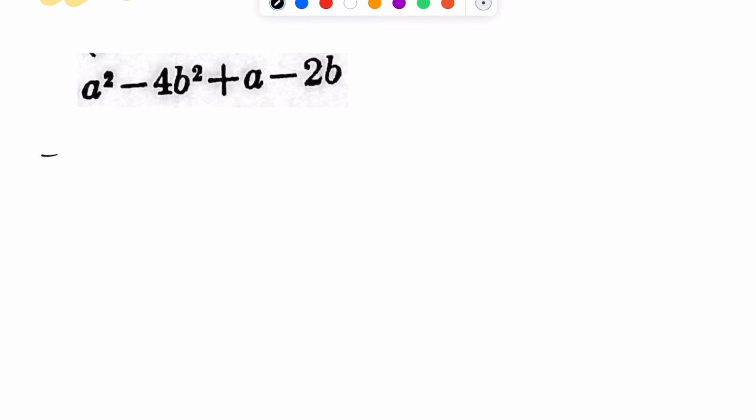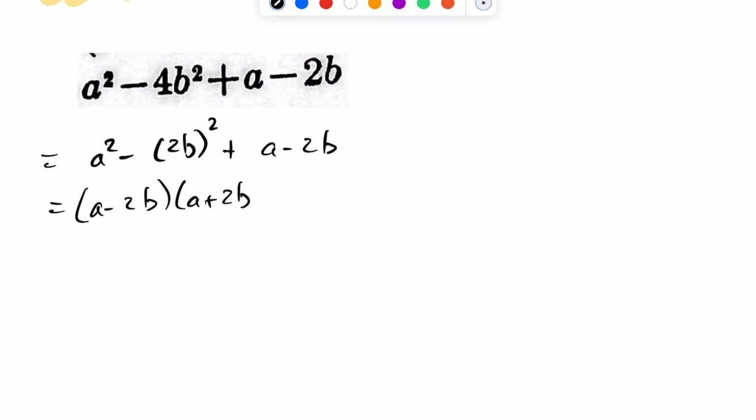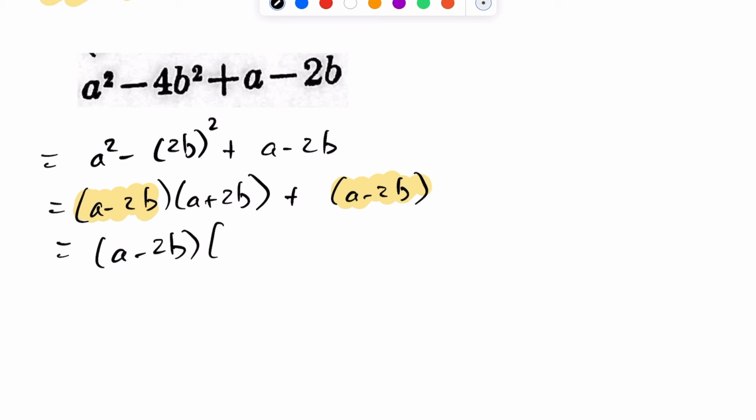it actually does. If you take a look here, this is a squared minus 2b quantity squared if I want to use my difference of squares formula. And using my difference of squares formula with a as my x and 2b as my y, this becomes a minus 2b times a plus 2b. And then I have this plus a minus 2b left over. Now the advantage to this is now I have a common factor. These are common in both. So this I can factor out. I get a minus 2b, and to which I'm left with a plus 2b plus 1.